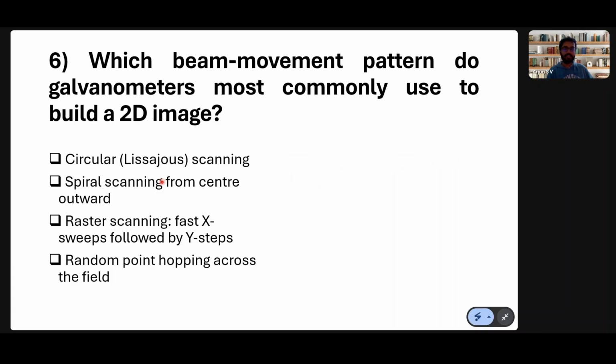Question 6. Which beam movement pattern do galvanometers most commonly use to build a 2D image? So this is a straightforward question. If it's a 2D image, it's most probably raster scanning. In raster scanning, the scanner beam movement pattern is in lines across X and then followed by Y steps. So raster scanning is fast X sweeps followed by Y steps.